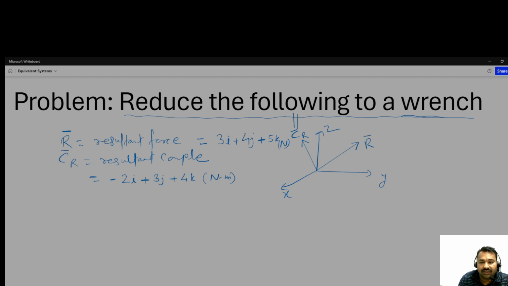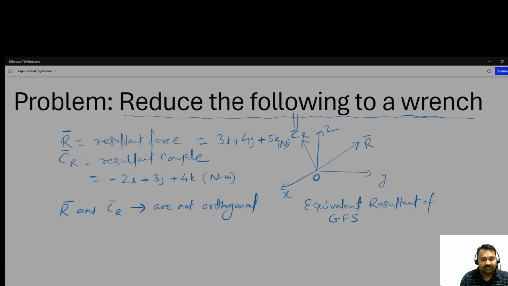Then the figure is the equivalent resultant of the general force system, and this is the origin. Now our task is to reduce the following to a range. So already we have discussed if R and the resultant couple are not orthogonal.